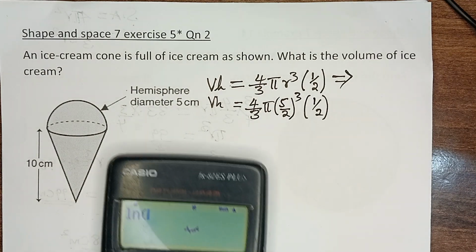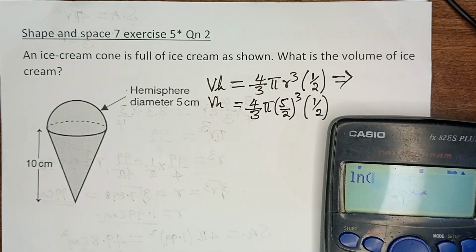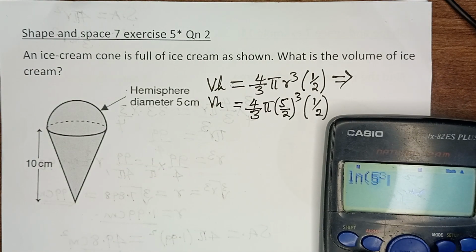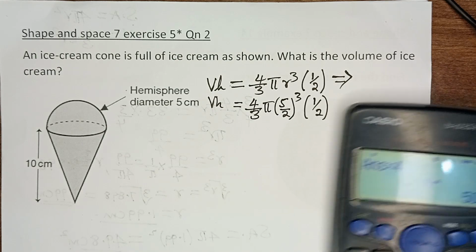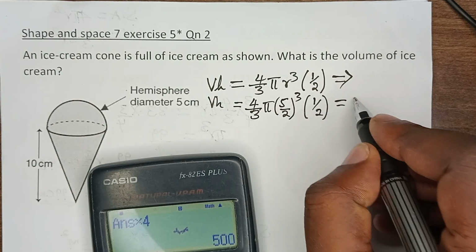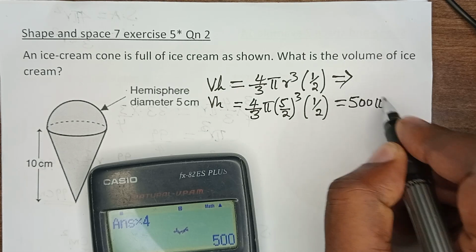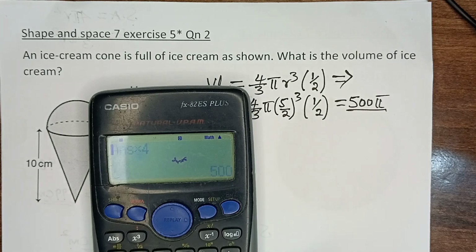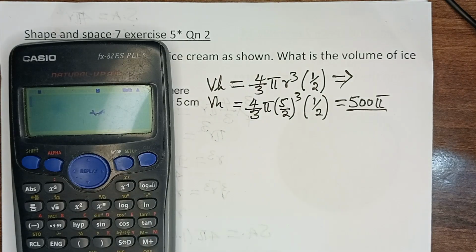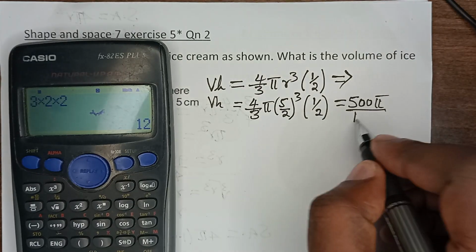Of course, 5 cubed is 125. 125 times 4 equals 500 pi, which is 500 pi at the numerator. At the denominator we have 3 times 2 times 2, which is basically a 12.